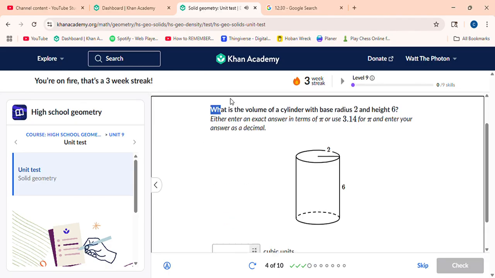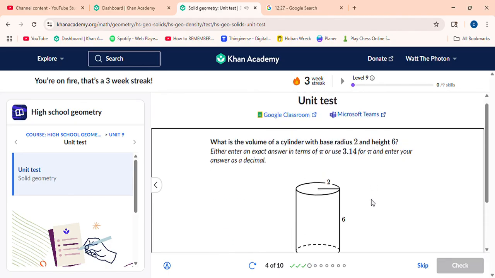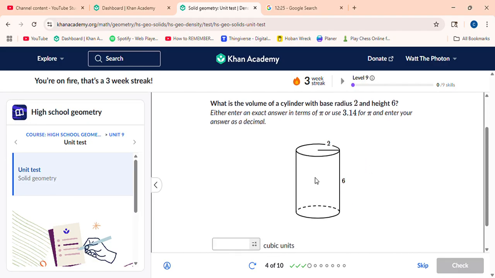What is the volume of a cylinder with a base radius of 2 and a height of 6? Okay, so the formula for the area of a circle is pi r squared. So this translates to pi times 2 squared, and multiply that times 6. So that's pi times 6 times 4, pi times 24. 24 pi units.